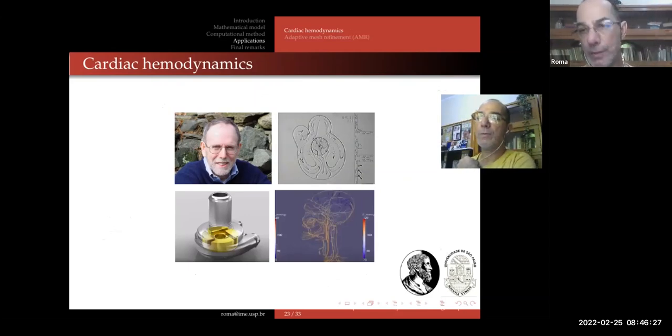So let's do the most important and oldest application of these equations, right? This is Charles Peskin, the person that first proposed this methodology. He works at New York University, Courant Institute of Mathematical Sciences.